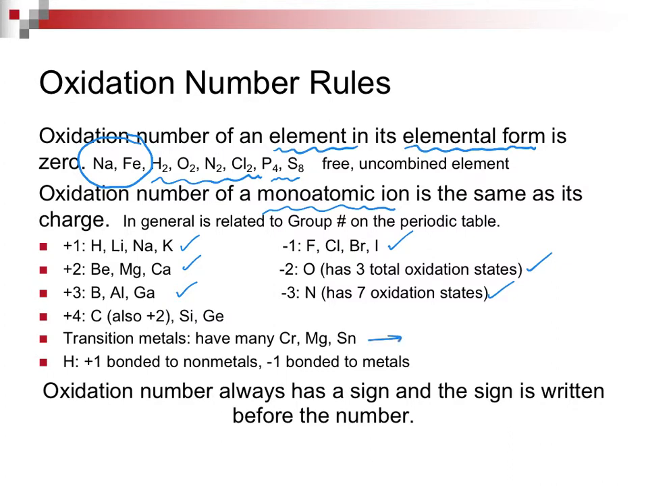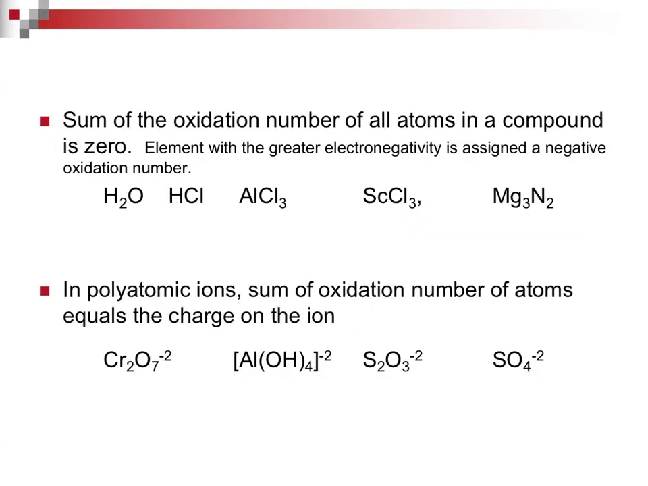As far as the transition metals, they have many oxidation states. They are left until chemistry 1220. And hydrogen tends to be a +1 when it's bonded to nonmetals. That's what you will encounter in our class. So an oxidation number has a sign, and the sign is normally written before the number, but I've noticed things changing. So this is probably the most important.